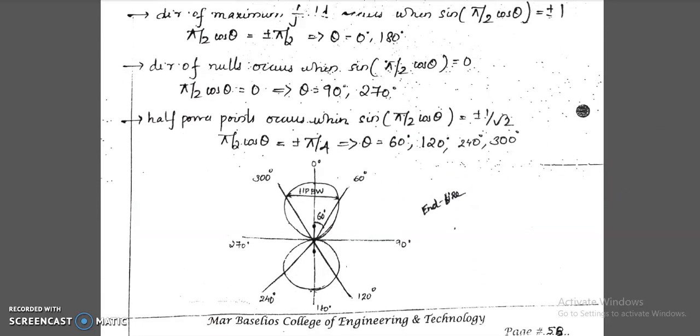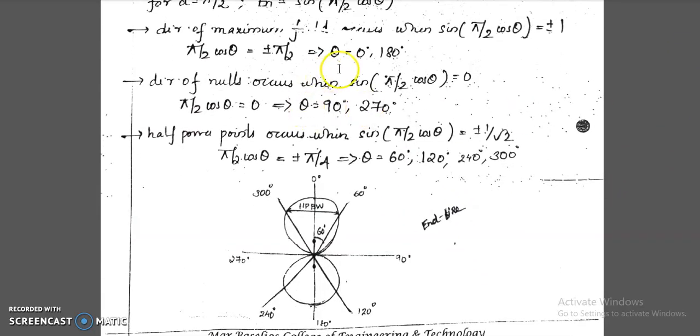Then we can plot the radiation pattern. Here the maximum value is at 0 and 180 degrees, the null points are at 90 and 270, and the half power points occur at 60, 120, 240 and 300. So on connecting those points, you will get a radiation pattern like this, and this radiation pattern is known as the end-fire radiation pattern.